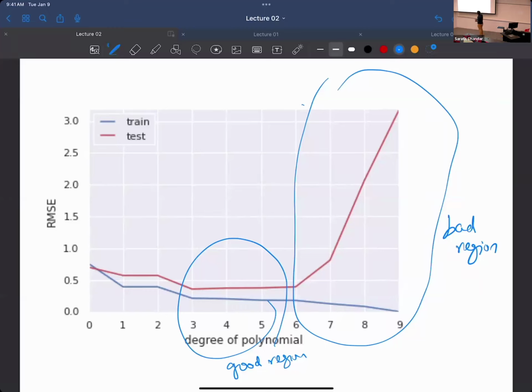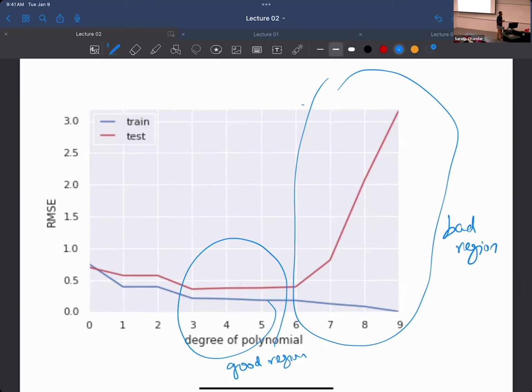So based on this curve, what do you think is the best degree for this particular example problem? 3? Yeah, that's 3. So the 3-degree polynomial has the least test error. Is that clear? Any question?